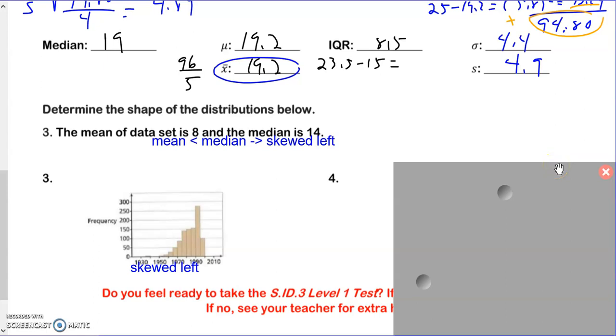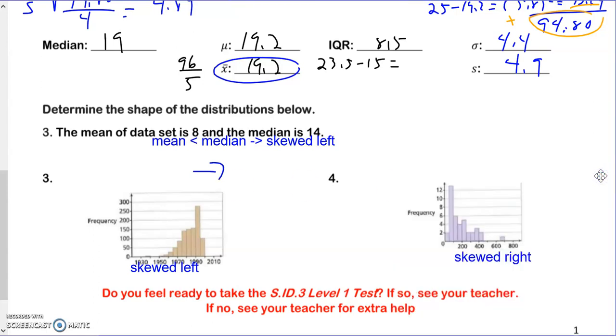So this one, if you look at it, it looks like it's going to my right. If it looks like it's going to my right, it's always the opposite of what you're thinking. So it's really skewed left. And finally, this one looks like it's going to my left side, so I'm going to say it's skewed right. So basically, it's the opposite of what you're thinking.